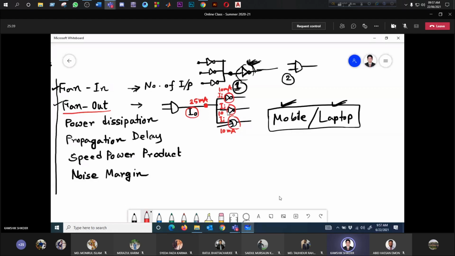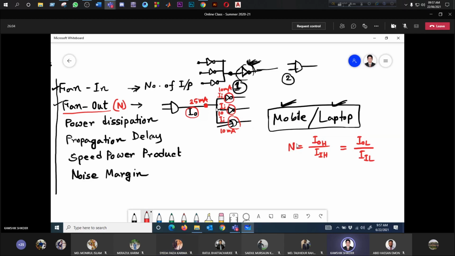So that is the fan out. That means it's IO divided by II. So it can be IOH divided by IIH, or it can be IOL divided by IIL. Got it? Is it clear? The fan out is the number.